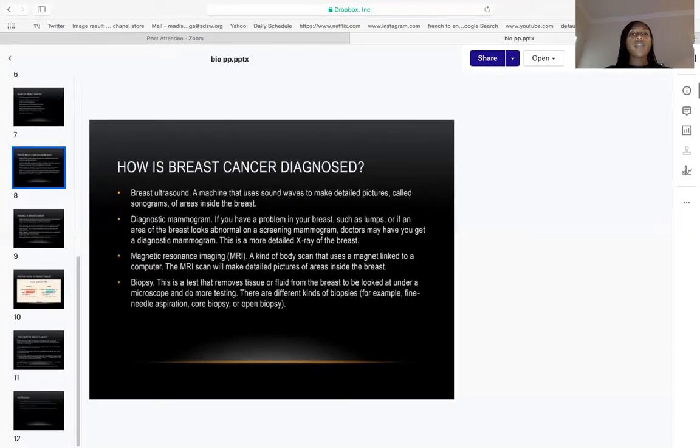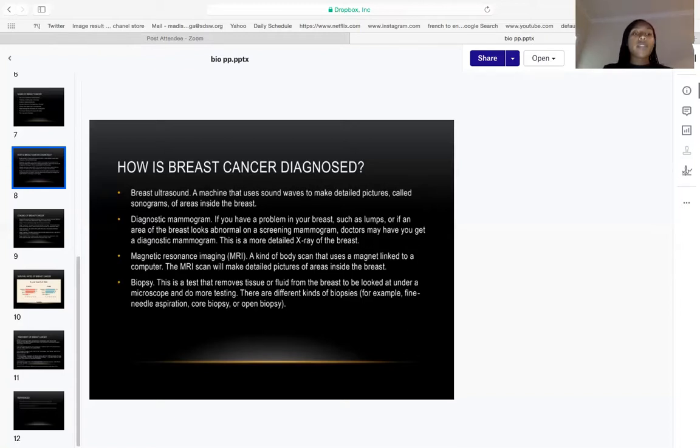How is breast cancer diagnosed? Breast ultrasound, a machine that uses sound waves to make detailed pictures called sonograms of areas inside the breast. Diagnostic mammogram, if you have a problem in your breast, such as lumps, or if an area of the breast looks abnormal on a screening mammogram, doctors may have you get a diagnostic mammogram. It is a more detailed x-ray of the breast.